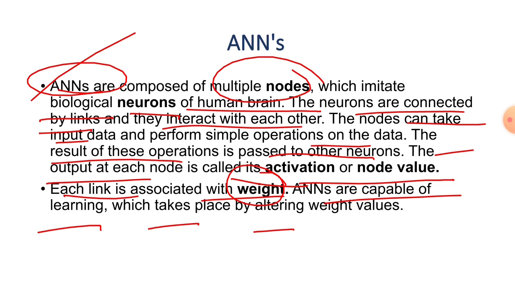The nodes take the inputs and perform operations on the data, and then the results of the operation are passed to the other neurons. The output passing at each node is the activation or the node value, and each and every link is associated with a weight. So these artificial neural networks are capable of learning, which takes place by altering the weight values.